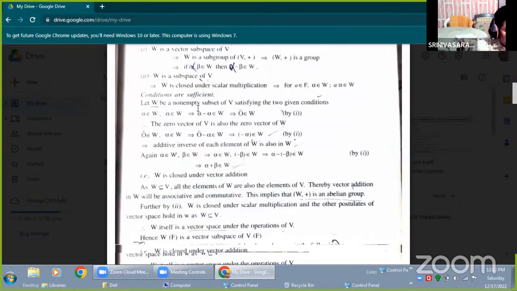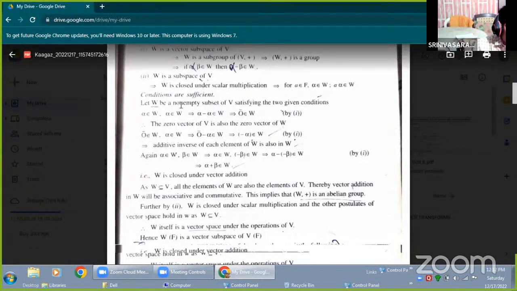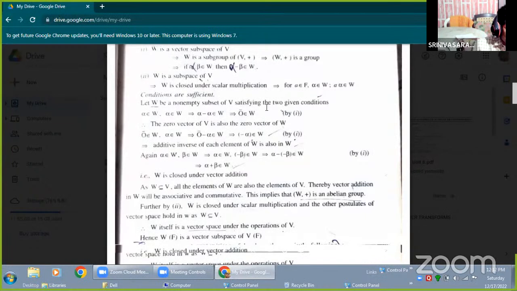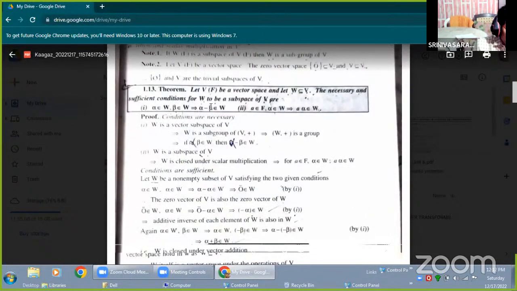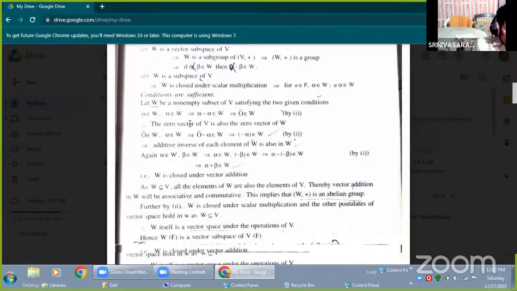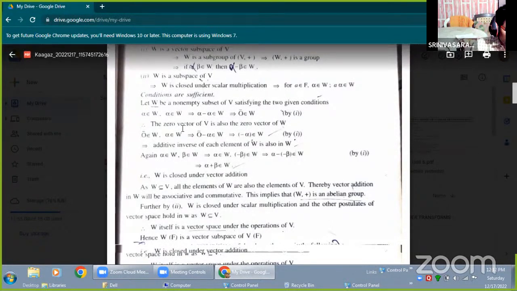Next, the sufficient condition. Sufficient condition means, first of all, let V be any vector space, and assume a non-empty subset W contained in V, that is, W is a non-empty subset of V satisfying the two conditions: alpha minus beta and A alpha belong to W. Now, for the sufficient condition, the non-empty subset must first form a group, second an abelian group, and then satisfy scalar multiplication with respect to those conditions.